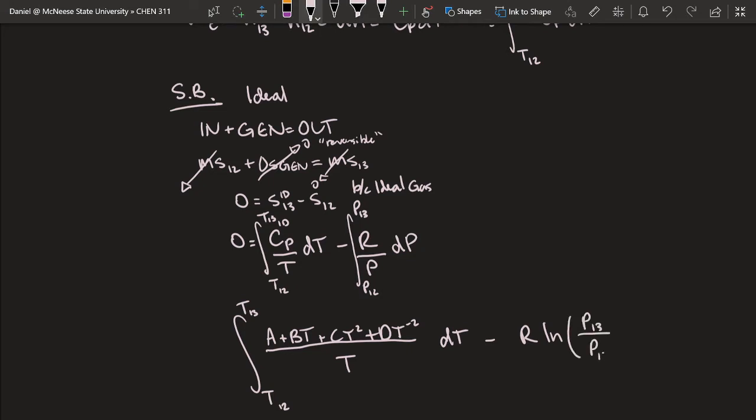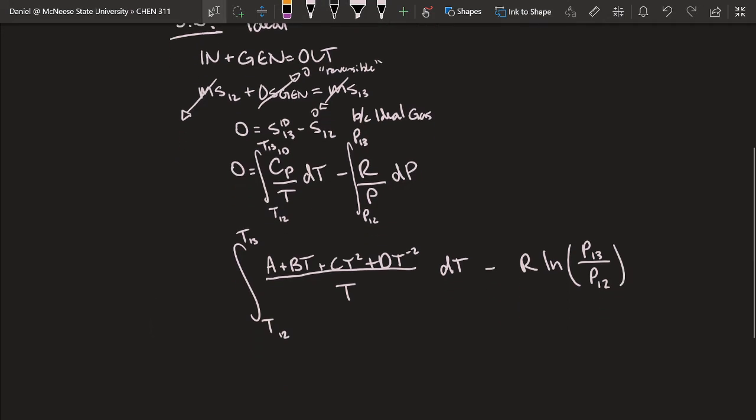P13. Yeah, that's right. Okay, so this is all equal to 0. So if you take this integral, you can solve for T13. So this will be what it will be. I'm gonna take the integral. Just go ahead and do it.